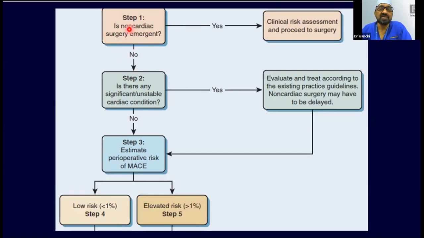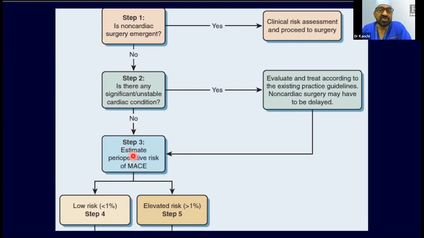If it is not emergent, that is, if it is elective surgery, we need to go to step 2, where we need to see whether the patient has any active cardiac conditions. If the patient has any active cardiac conditions, the patient needs to be evaluated and referred to the cardiology department, and further management is to be done so that you optimize the patient's condition before the patient is actually subjected to the non-cardiac surgery.